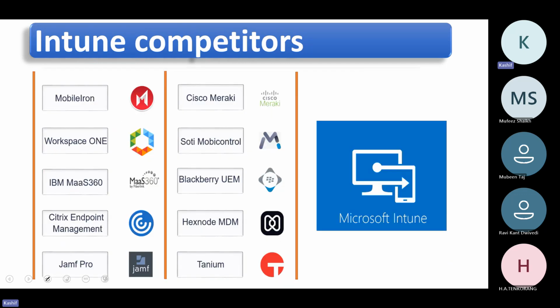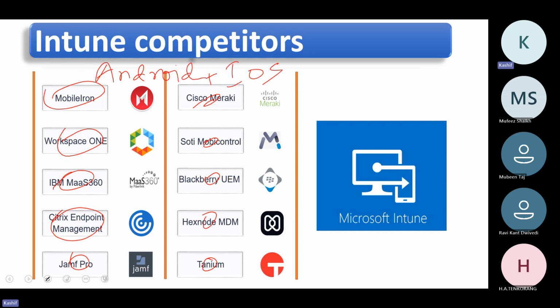Okay, now Intune has competitors. Various competitors are there in the market with similar technology to Intune, like MobileIron, Workspace ONE, IBM MaaS360, then Citrix, Jamf, Tanium, Xnode, BlackBerry, SOTI, Cisco. These are some of the competitors of Intune, which are mostly focusing on Android and iOS devices. So these products are focusing on Android and iOS.